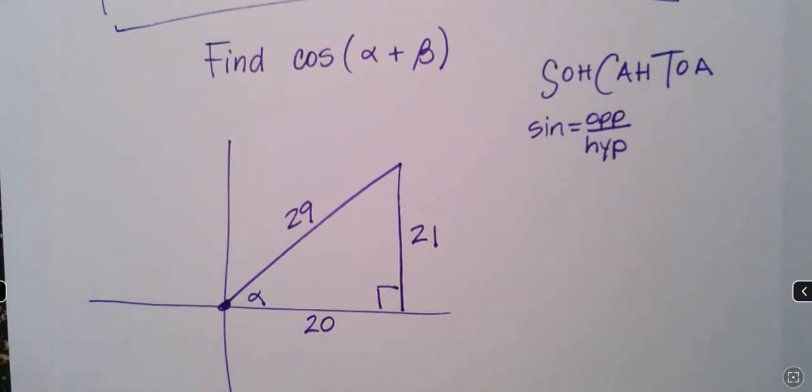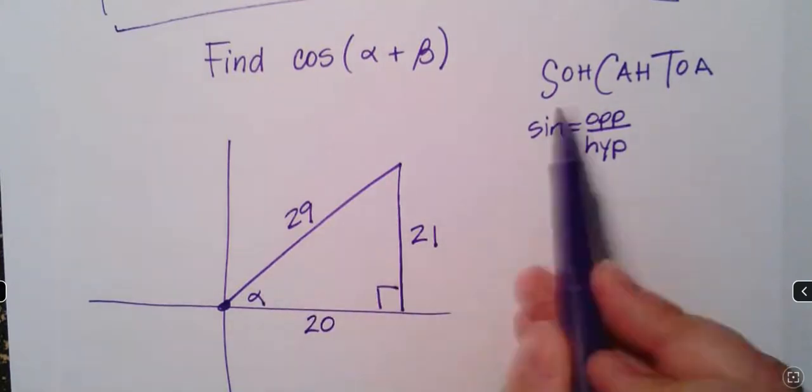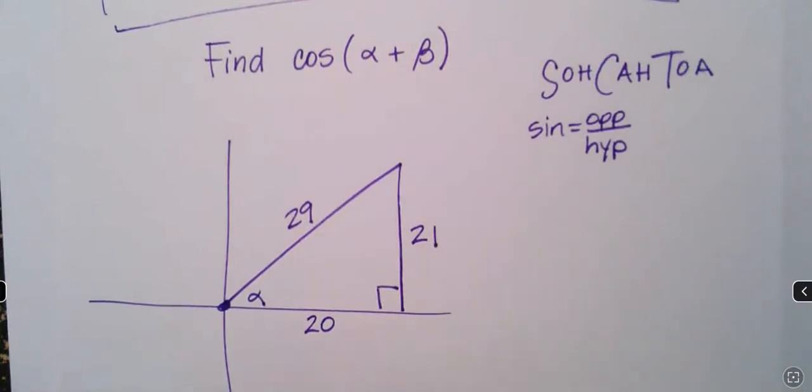Anywho, the point is we have to find the missing side. And now I can find the sine, the cosine, or the tangent of alpha, or if I wanted to, the secant, cosecant, or cotangent, just by doing whatever side over whatever side, SOHCAHTOA. All right.